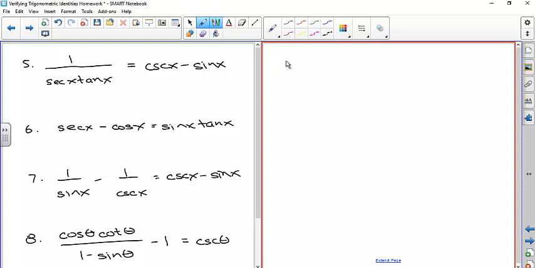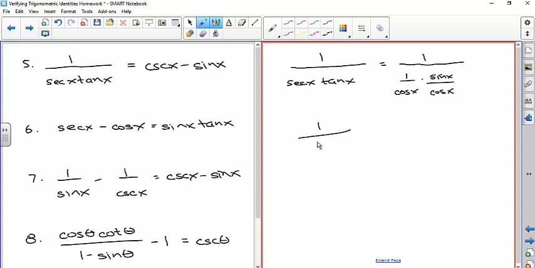So looking at the next one, which is 5, again we're trying to show that we can convert the left-hand side into the right-hand side. So when you have a product of functions like this, you can rewrite them in their sine and cosine form. The secant is 1 over the cosine, the tangent is the sine over the cosine, and so we get 1 divided by the sine divided by the cosine squared of x.